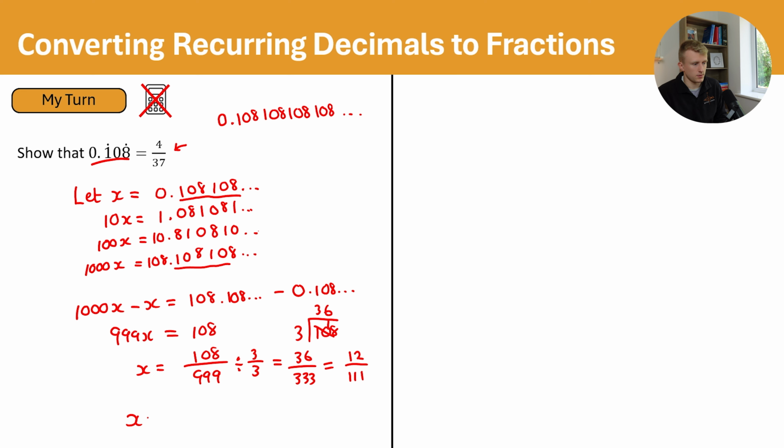We'll say x is equal to 12 over 111, and we're going to divide that by 3 again. 12 divided by 3 is 4. And then off to the side, I'll check 111 divided by 3.